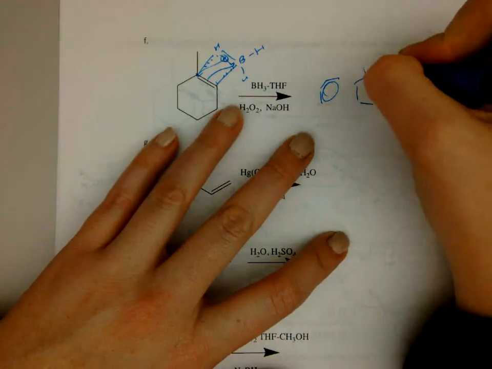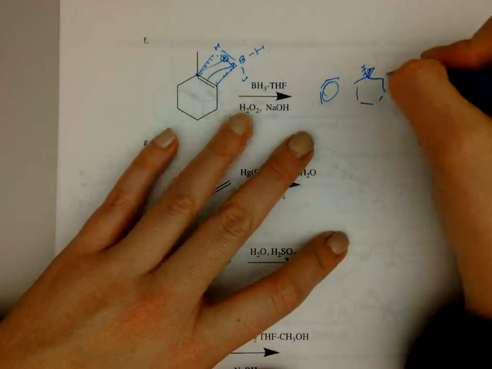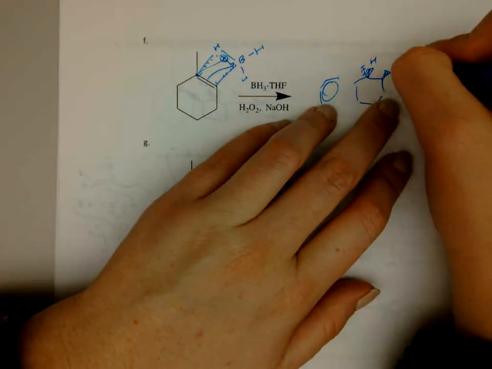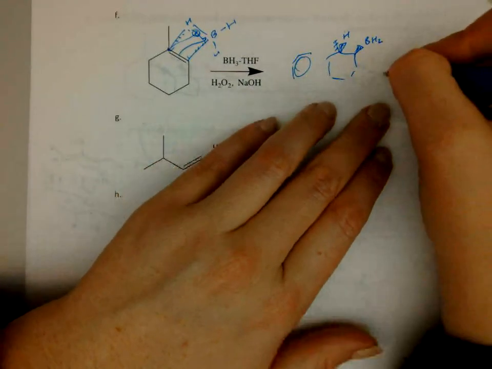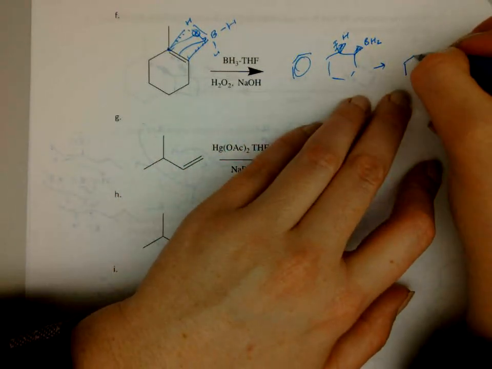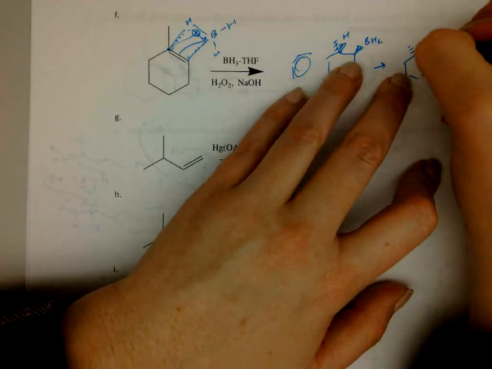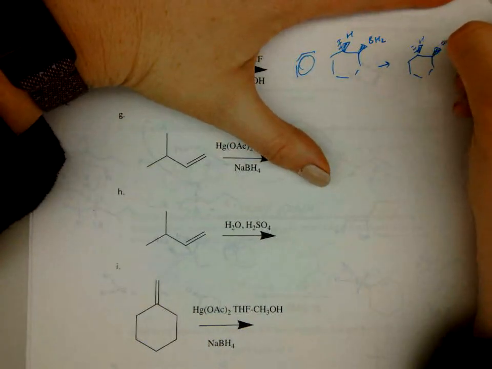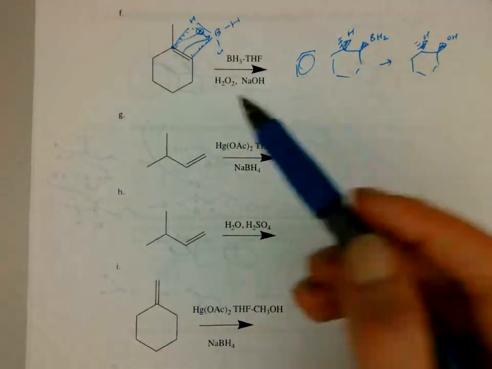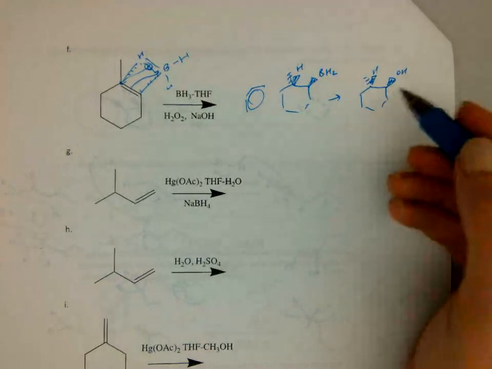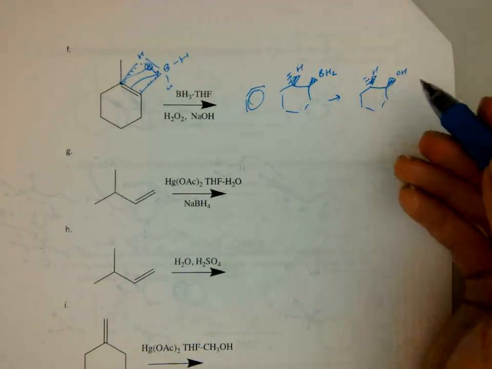And so these add syn to each other, so I'm going to make them both wedges, and that CH3 can be a dash. And in the first step, you get hydrogen on one side and BH2 on the other. And then it will get replaced with hydrogen on this side and OH in the second step. So the first step adds the BH2, and then the H2O2, NaOH replaces it, but it does have retention of stereochemistry, so they still add syn.